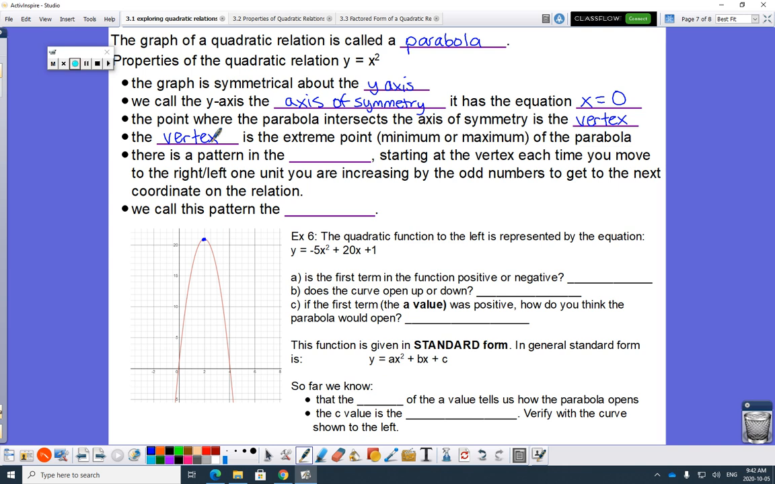It says there the vertex is the extreme point. Sometimes we call that the optimal value, because when we do word problems next chapter, in chapter 5, we're going to look at when you can maximize profit, when you can minimize cost. Those are the kind of word problems we're going to look at. So there is a pattern in the y value, which we call the step pattern.